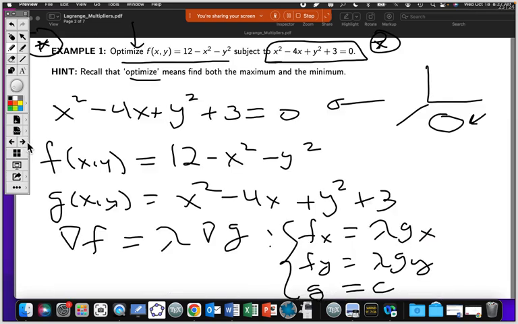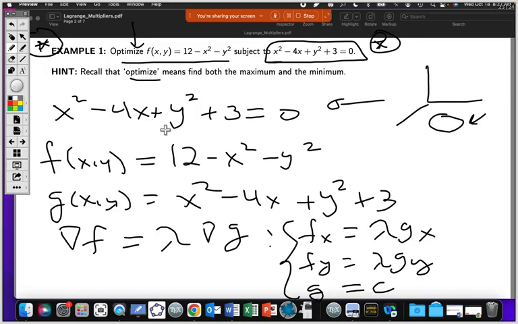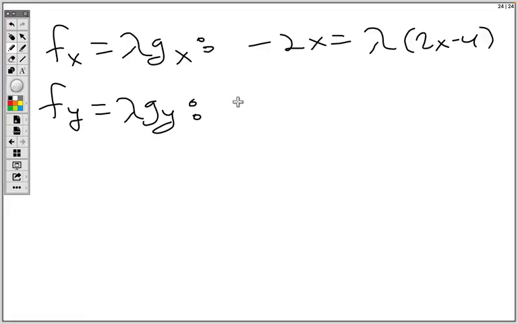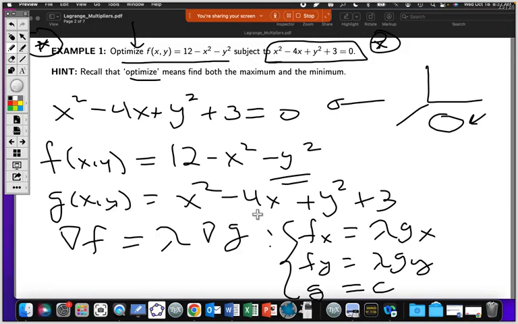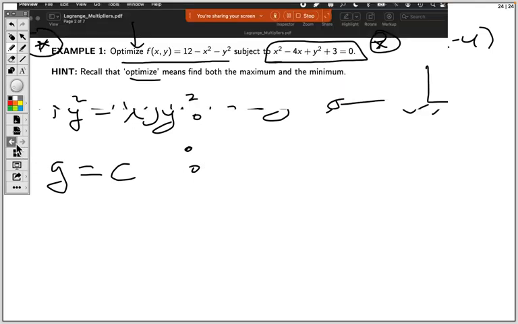(2x minus 4). So that would be the parallel condition in the x component. Now the y component: Fy is lambda times Gy, and then I still have my constraint, which ties the x and y together.